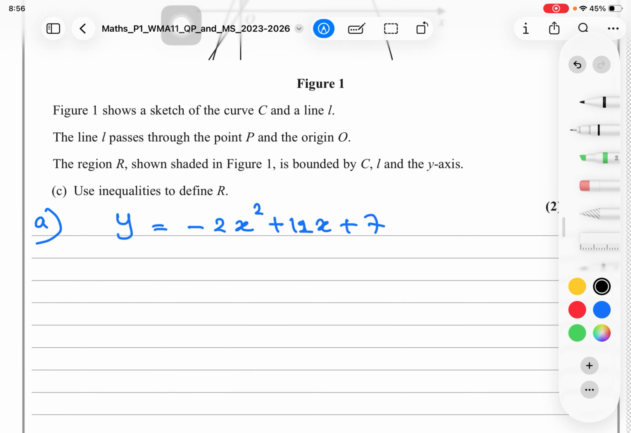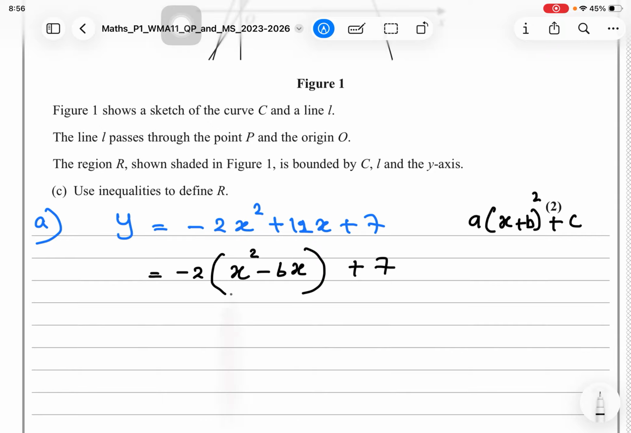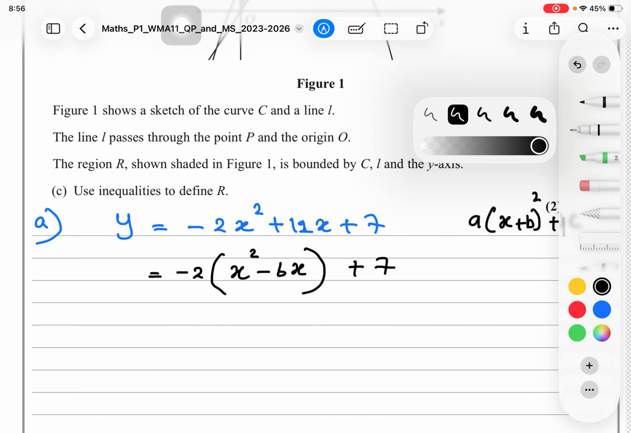Okay, we know we can go with the first step as this one: a bracket x plus b whole thing squared plus c. The very first thing we can do is take the negative 2 outside, so that we have negative 2 times x squared minus 6x, plus 7. Since we don't need the number, let's not take it inside. Let's keep it separate.